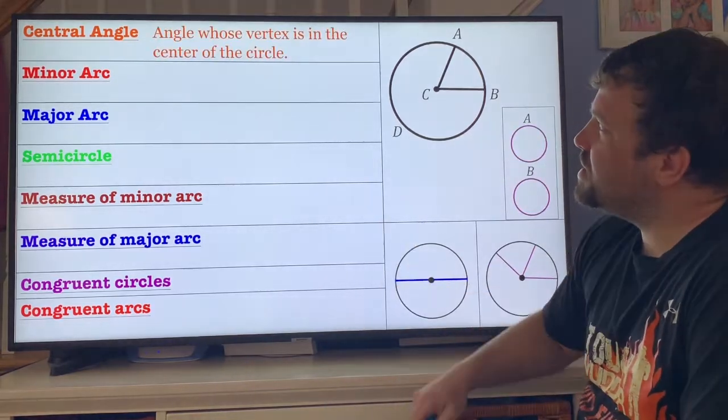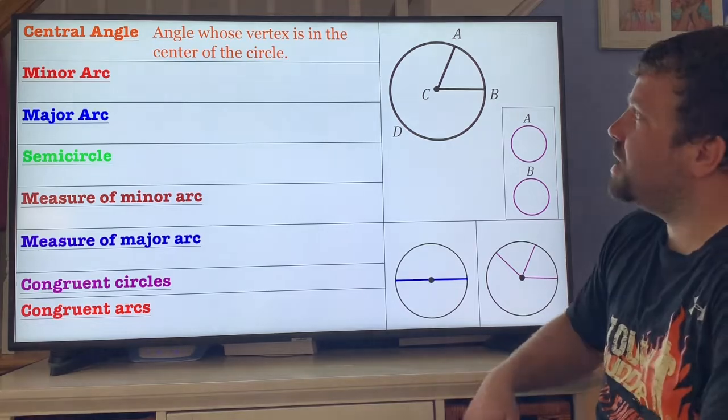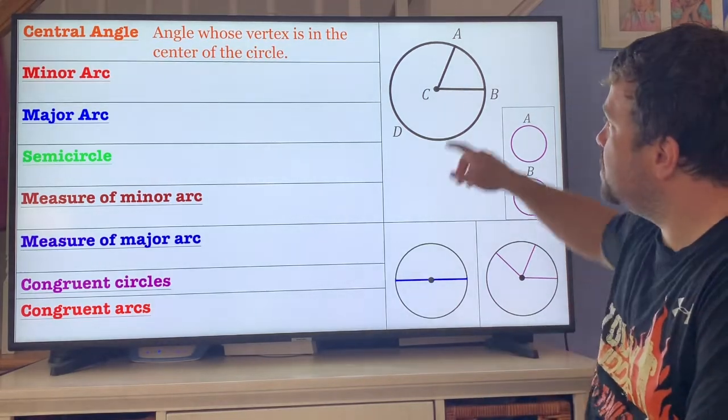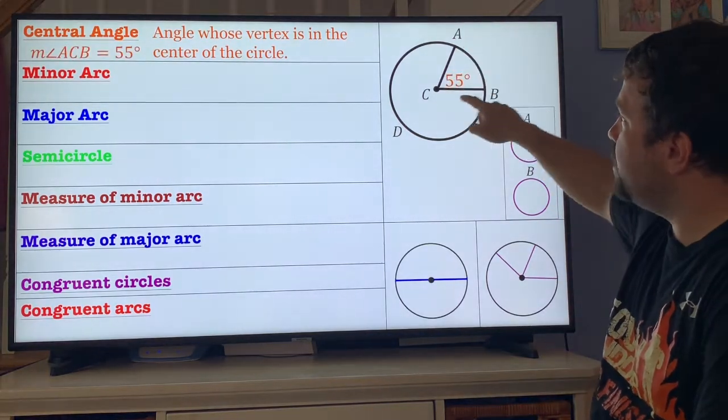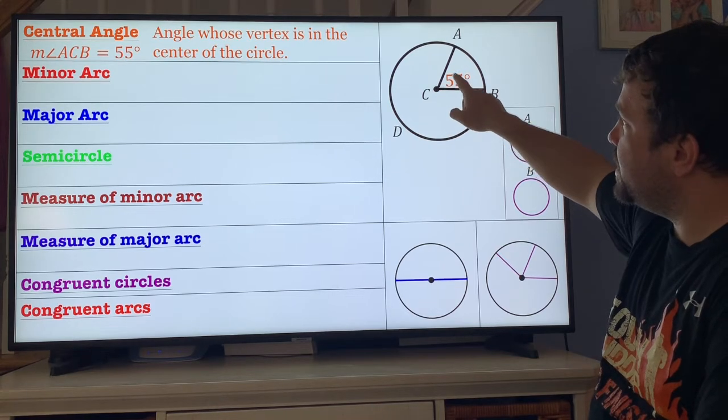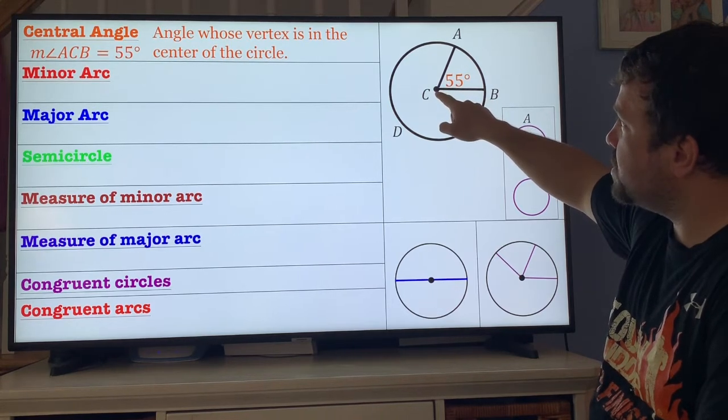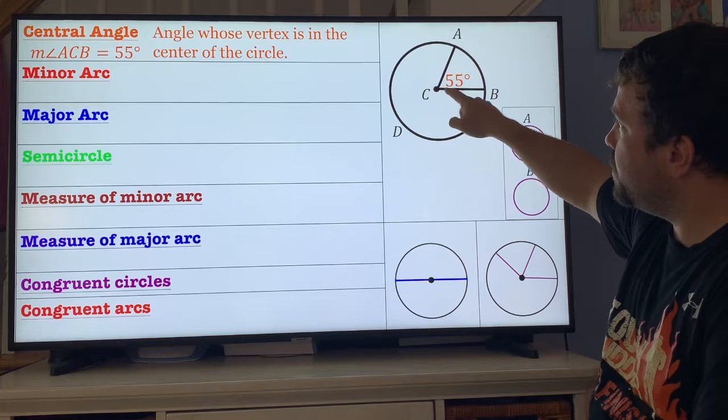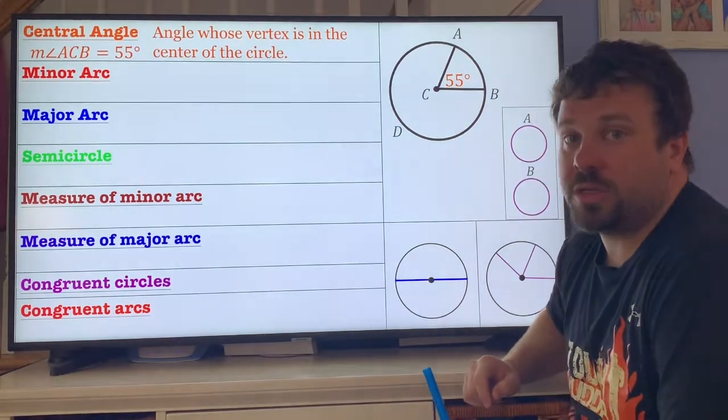So what it actually is, is an angle whose vertex is in the center of a circle. All right, so this is your circle. Your central angle would be the angle on the inside. So that would be the center of your circle. And whatever angle the two radii make where they meet at the center of the circle, that is your central angle.